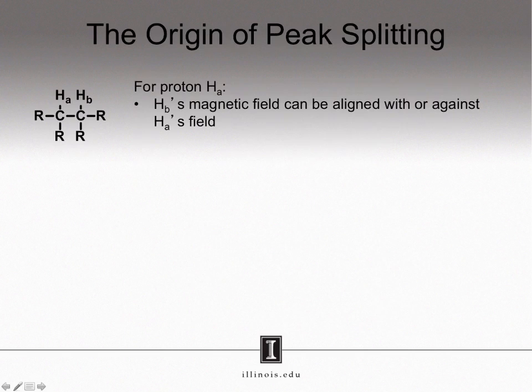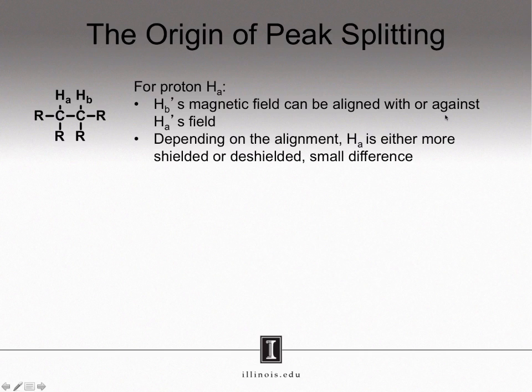Why do signals appear as multiple peaks? This is because the magnetic field of a proton is affected by the magnetic fields of its neighbors. For example, consider this molecule where we have proton A and proton B. If we consider proton A, it has a magnetic field which points up or points down. Proton B has a magnetic field which can also point up or point down. This means that it can be aligned with A, in other words, pointing in the same direction, or it can be aligned against A, pointing in the opposite direction. Depending on which it is, proton A is either more shielded or more deshielded.